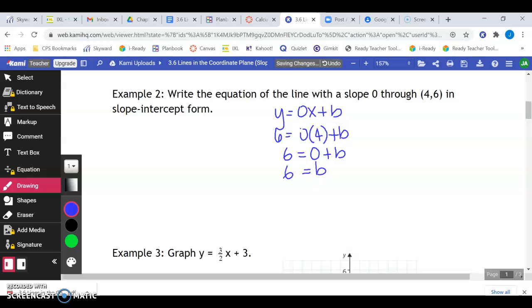So then we have to write all of that. It would look like that, but we actually don't write 0x because 0 times anything is always going to be 0. It's going to cancel out. So we don't need that part in there. We just need y equals 6.